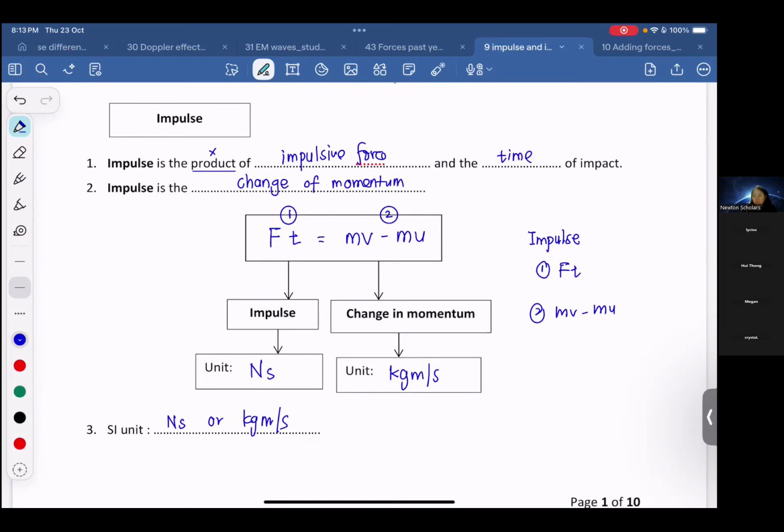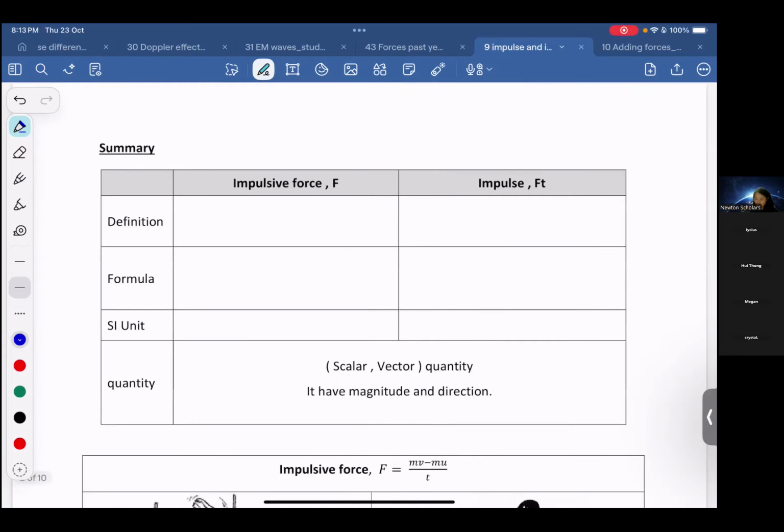Done? If okay, then I'm going to page number 2. Can you give me some reaction? Yes, Hui-Tong, okay. How about others? Megan, Crystal, Licious? Crystal, okay. Megan? Megan, okay. Licious, okay? Okay, like boys and girls here.